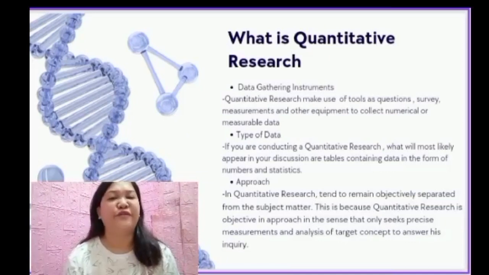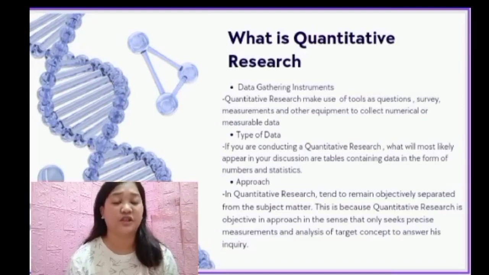The next slide is the first bullet. Data gathering is the conduct of collection and measuring. It also analyzes information about a specific subject that is gathered by a researcher.